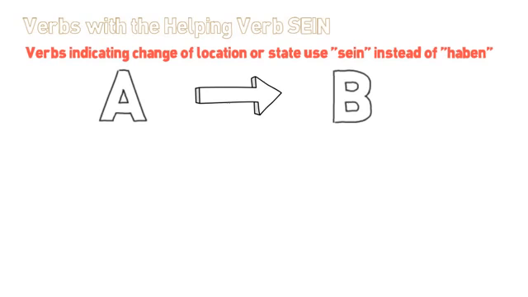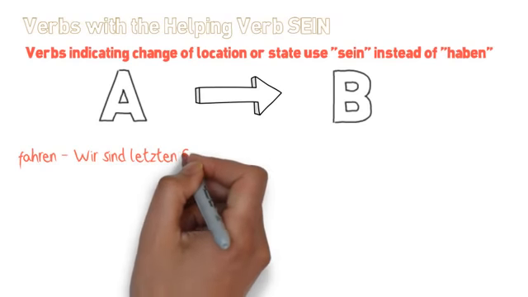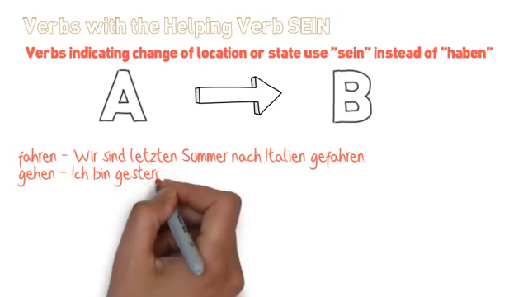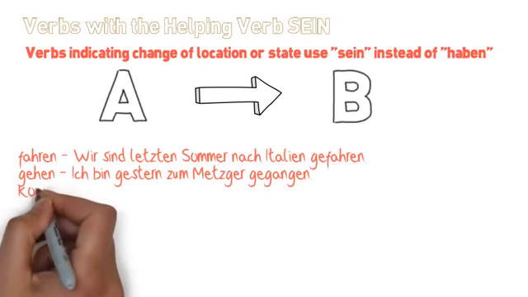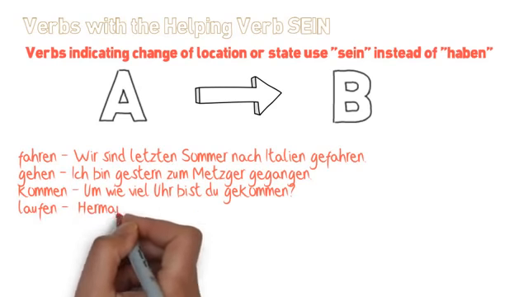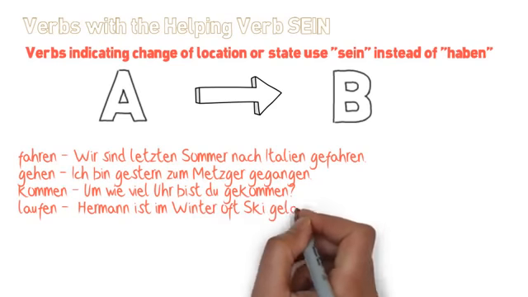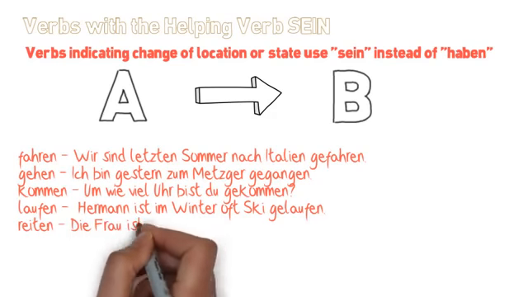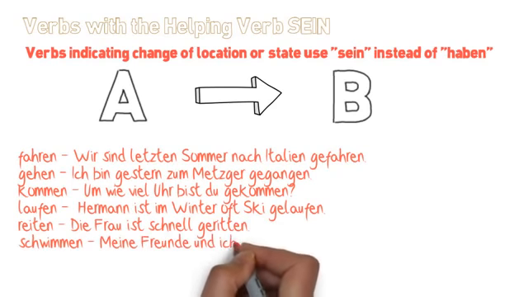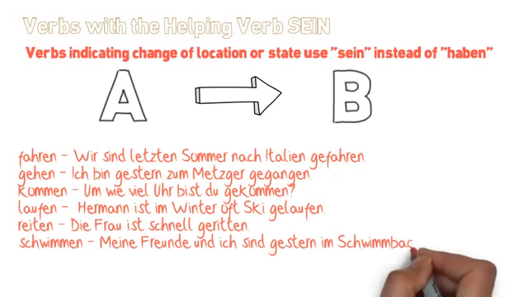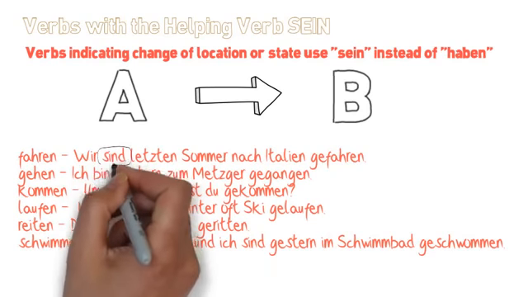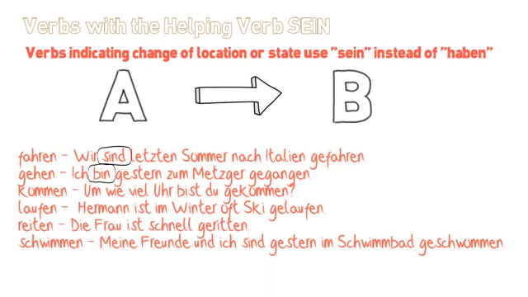Here are some of the verbs that will take sein that you've encountered so far. Fahren uses sein and becomes gefahren. Gehen also uses sein and becomes gegangen. Kommen uses sein and becomes gekommen. Laufen uses a form of sein as its helping verb and becomes gelaufen. Reiten uses sein and becomes geritten. Schwimmen uses sein and becomes geschwommen. Notice that in each case, the helping verb is not haben, but is instead a conjugated form of sein.